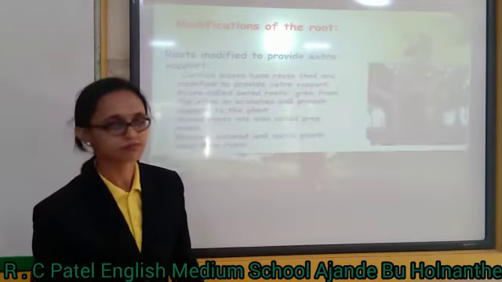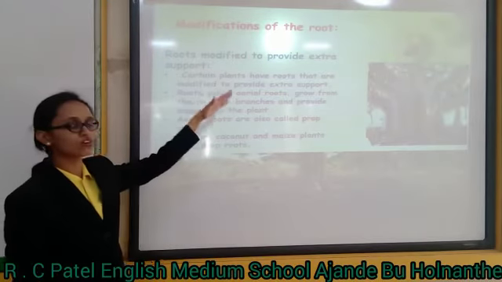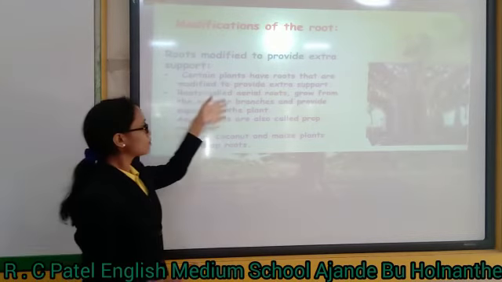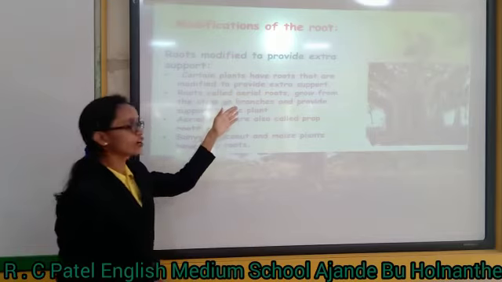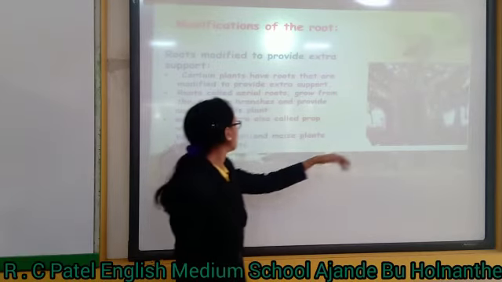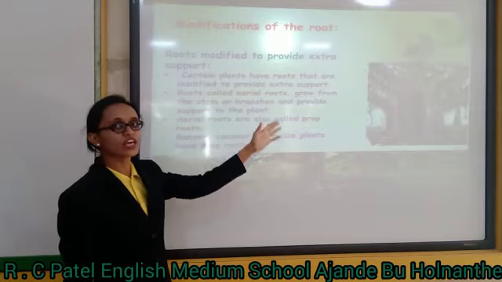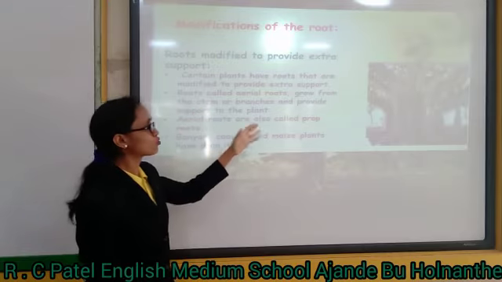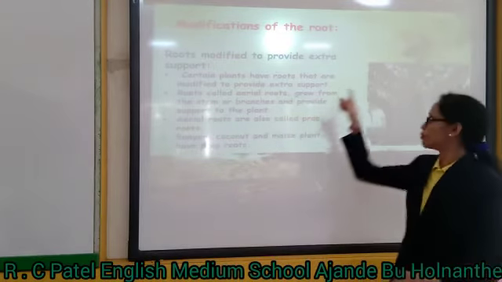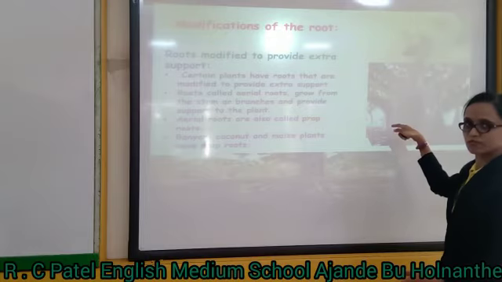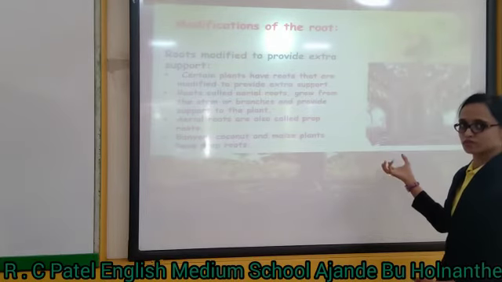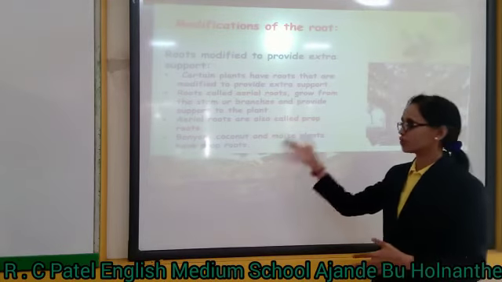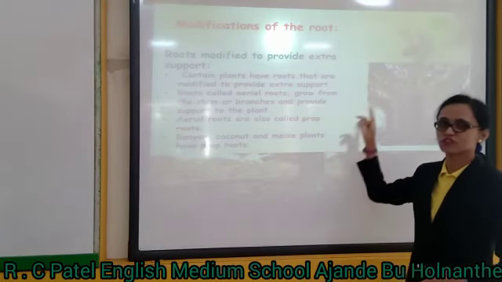Next, sometimes the roots are modified to provide extra support to the plant. Certain plants have roots that are modified to provide extra support, and these roots are called aerial roots. They grow from the stem or branches and provide support to the plant. They do not grow from the soil. Aerial roots are also known as prop roots, and examples are banyan, coconut and maize plants, which have prop roots.